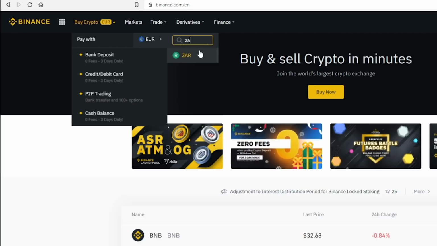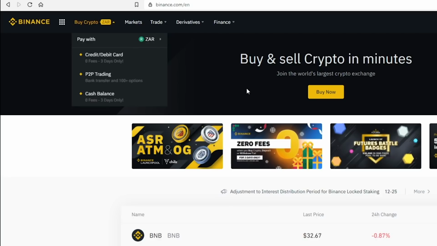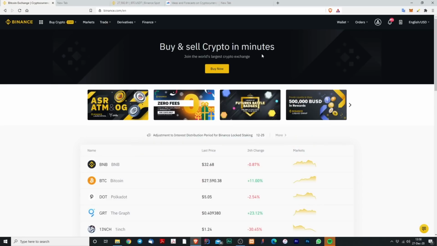I'm in South Africa right now, so I can type ZAR, our local currency, and I will be able to deposit. But you can see here if I use ZAR, the deposit to bank feature is disabled, meaning that I cannot deposit ZAR directly into Binance at the moment, right? So the only options that I have are credit card, P2P trading, or cash balance. Anyway, let's move on to the wallet.